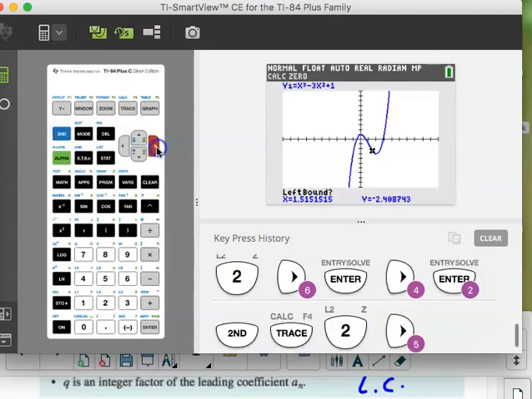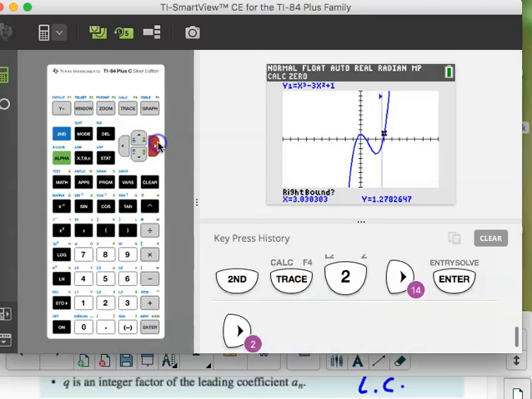Second trace number 2. This time I'll be below it to be to the left and above it to be to the right. Don't know that one either. 2.8793852. I don't know that one. That is not a common fraction.